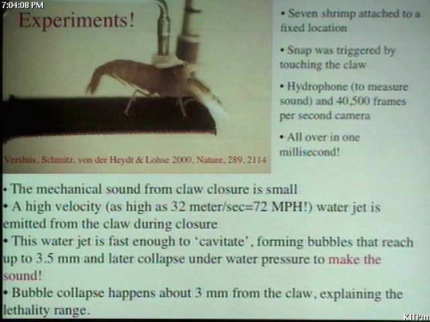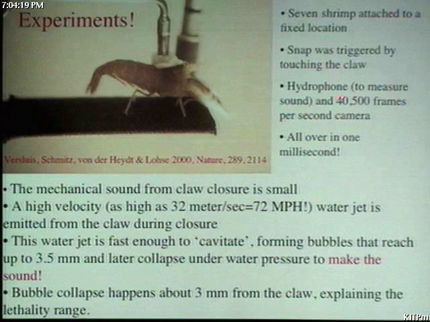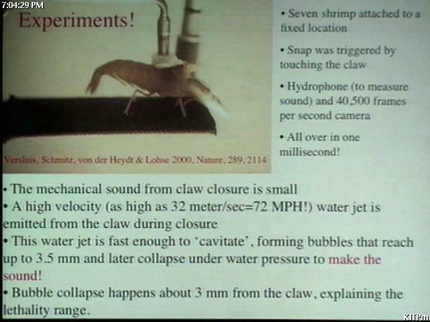And then what did they do? Well, they had a hydrophone, basically an underwater microphone, to actually measure the sound. Okay, and a very fast camera, roughly 40,000 frames per second. So they have images of the snap, so they could see what was happening with the snap, and also a hydrophone, so you really know when the sound was created. Okay. So let me give you the punchlines and then show you how they came to these conclusions.